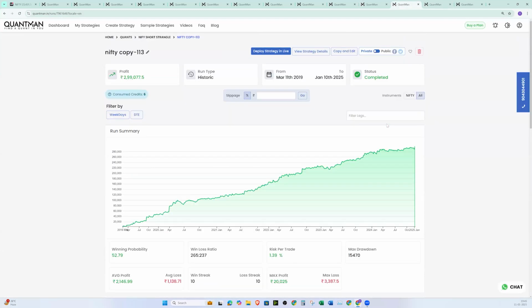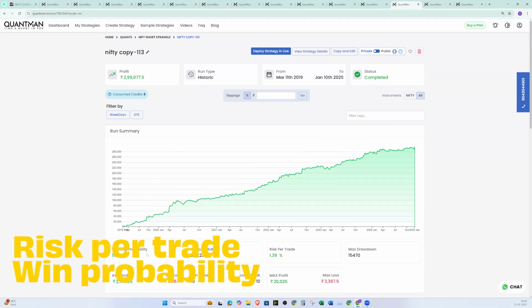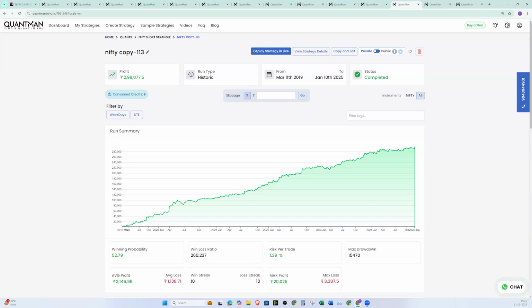This is only backtest. These are past performance. Past performance is not indicative of future results. Based on the condition, the strategy worked or not, the strategy created return or not. Only those things we see. We never consider these values. We consider only the risk per trade and winning probability. Okay, max loss, max drawdown.